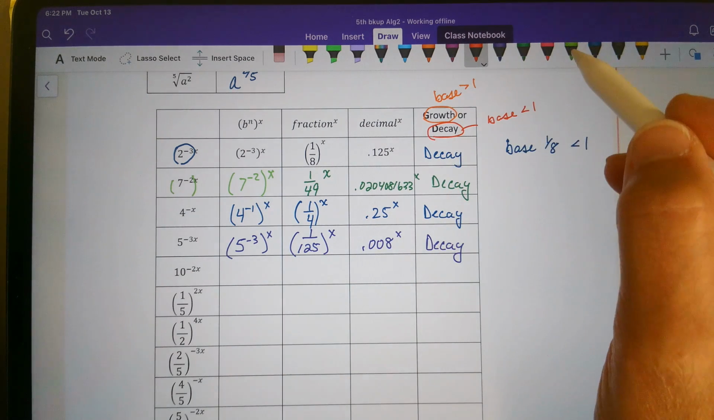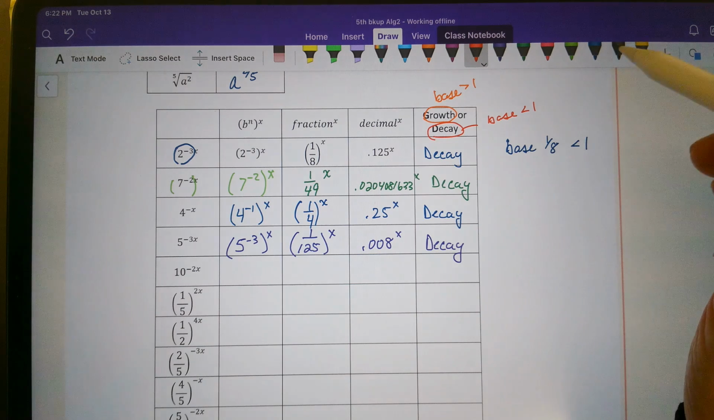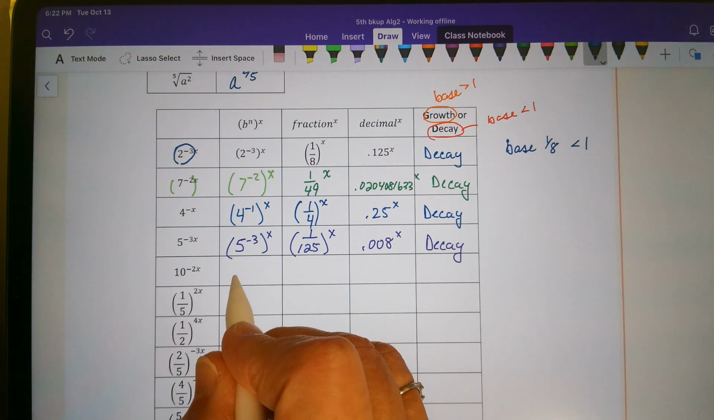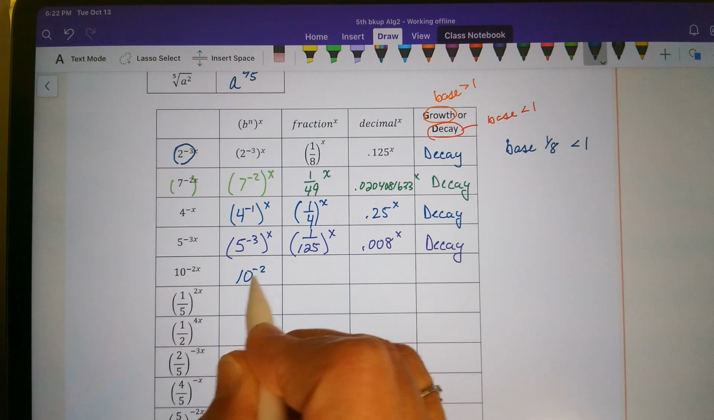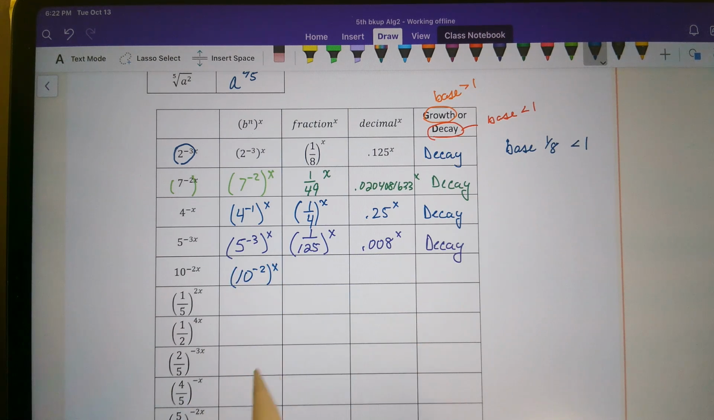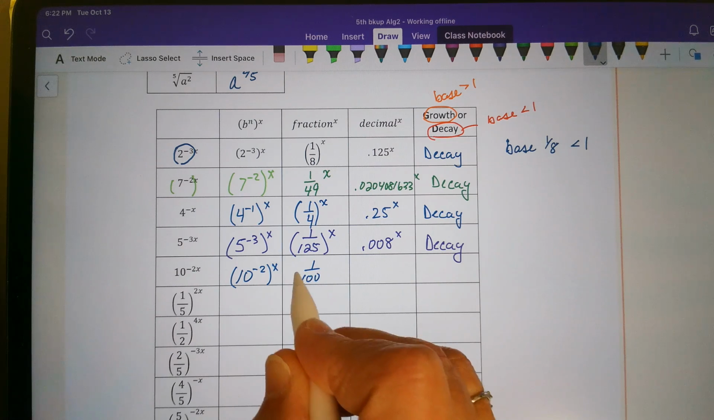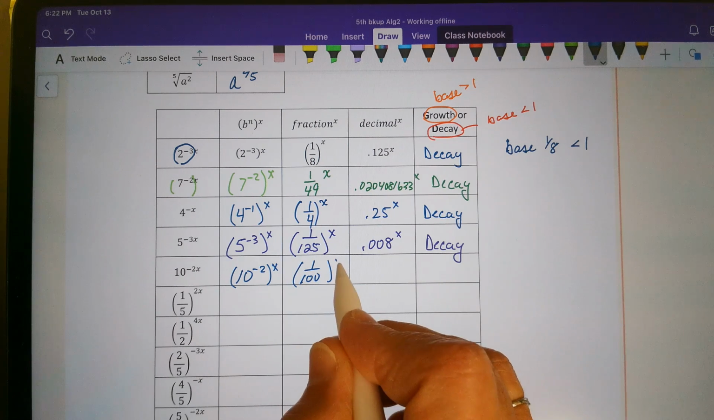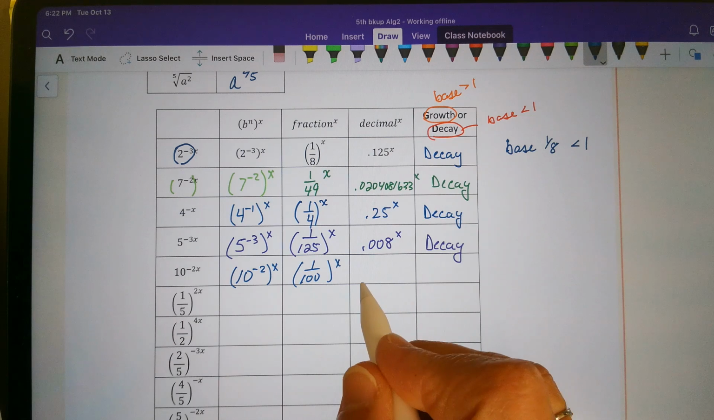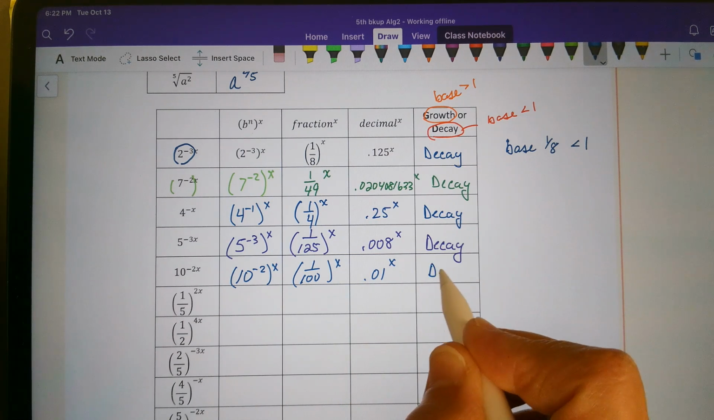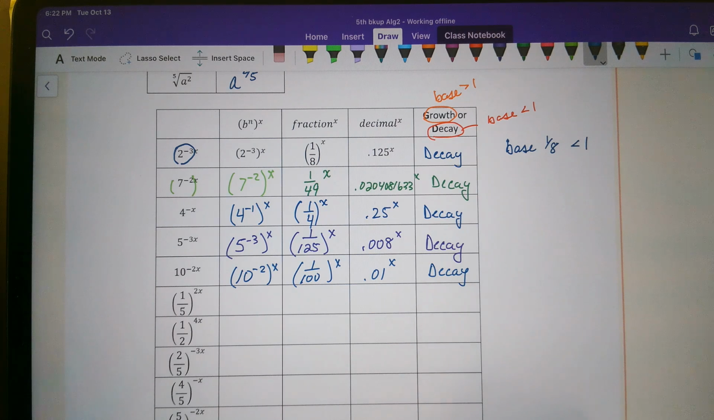Okay, not number 10, but we have 10 to the negative 2x, which is equivalent to 10 to the negative 2 raised to the x. 10 to the negative 2 is 1/100. 1/100 is 0.01. Decay.